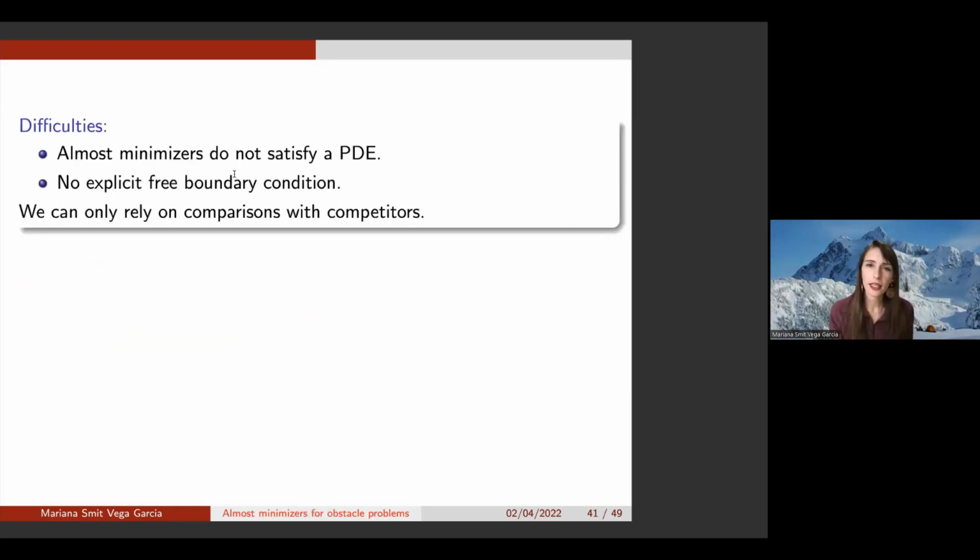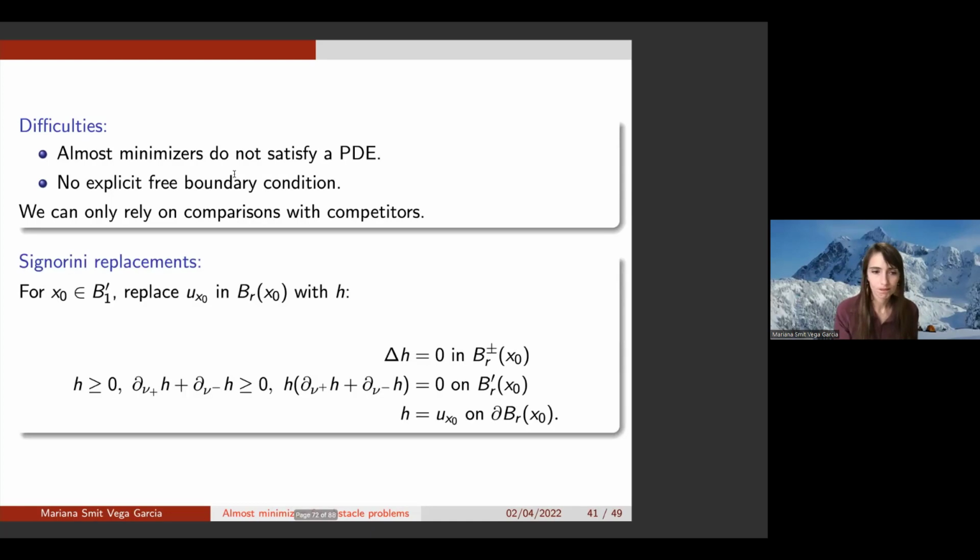There are difficulties, as in the case of the Anzellotti problem, in which he looked at almost minimizers for the Laplacian. Our almost minimizers don't satisfy a PDE, also as in the case of Max's talk. We cannot use any explicit free boundary conditions, which is what we used in the case of minimizers, and we can only rely on comparisons with competitors, so nice functions that have the same boundary data on a ball.